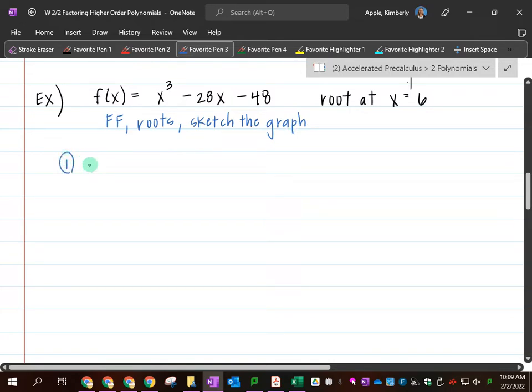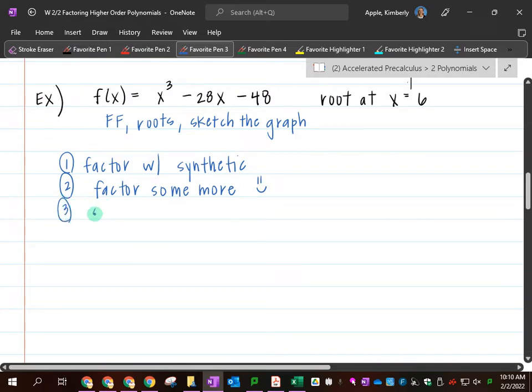And so your first step is going to be factor using synthetic. Then factor some more. And solve for x. When we do the synthetic division, will it always be a negative on the outside of the little box? It is, because look, the root is at +6 now, so the +6 goes on the outside.